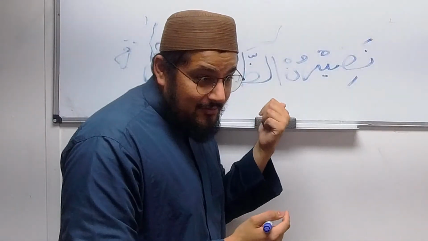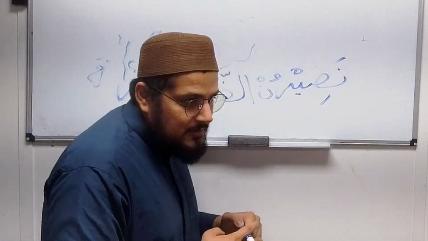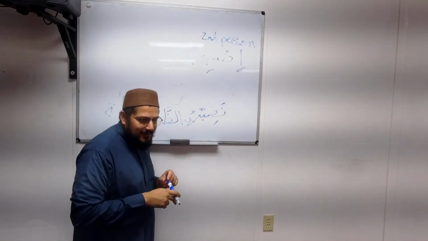Before the actual haraka, right? So we have sukoon plus sukoon, which is impossible to pronounce. So what do the Arabs do? They give this one a kasra. So how do we pronounce it?